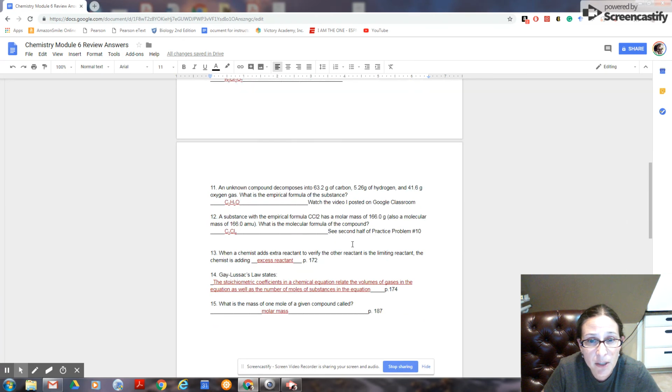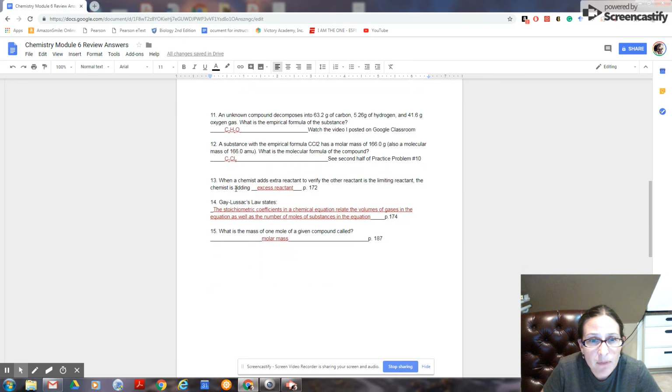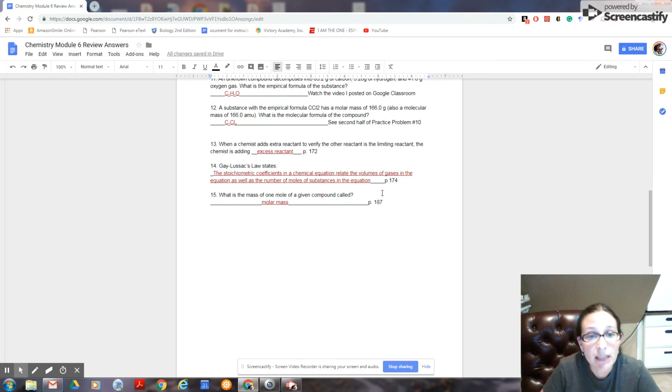All right, up here. So then 13, 14, 15 are all pretty simple. They're just straightforward from the book. Page 172, when a chemist adds extra reactant to verify the other reactant is the limiting reactant, what is he doing? He's adding excess reactant. 14 on page 174, please know the definition of Gay-Lussac's law. And then 15, also straight from the book, it's just that bold-faced word on page 187. Molar mass is the mass of 1 mole of a given compound.